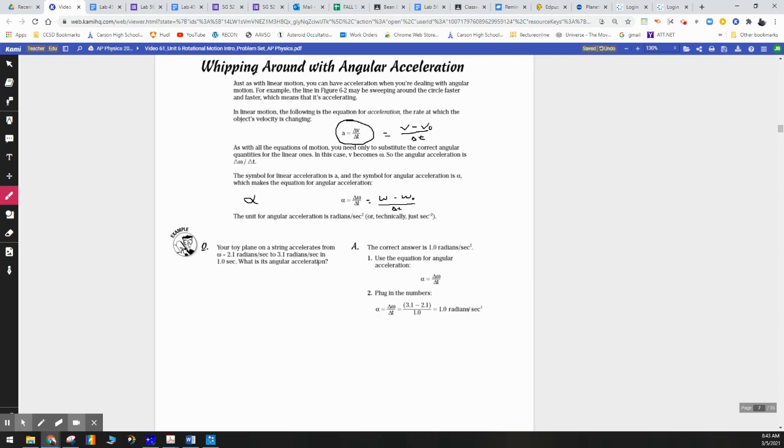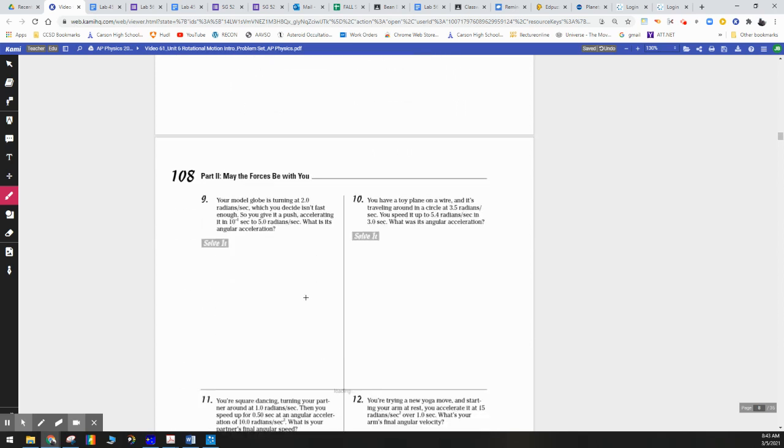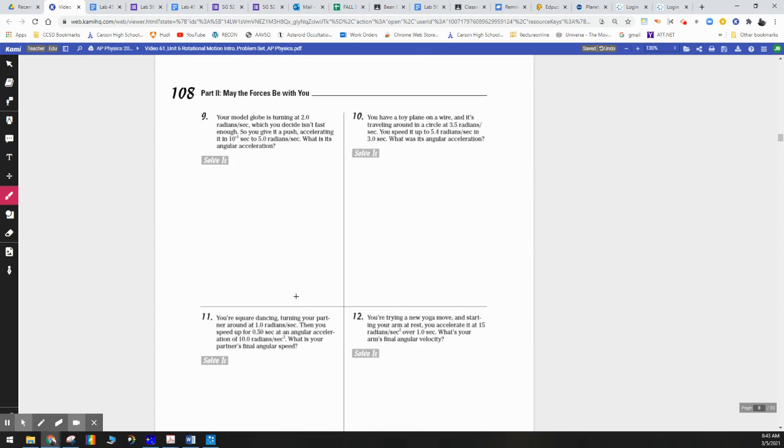All right, here's an example of what we might do. Look at this example and see what's going on. And we'll come down here to numbers 9, 10, 11, and 12. Go ahead and look at these and try to solve them, and we'll check our answers after you work on them. So enter your answers in Edpuzzle.